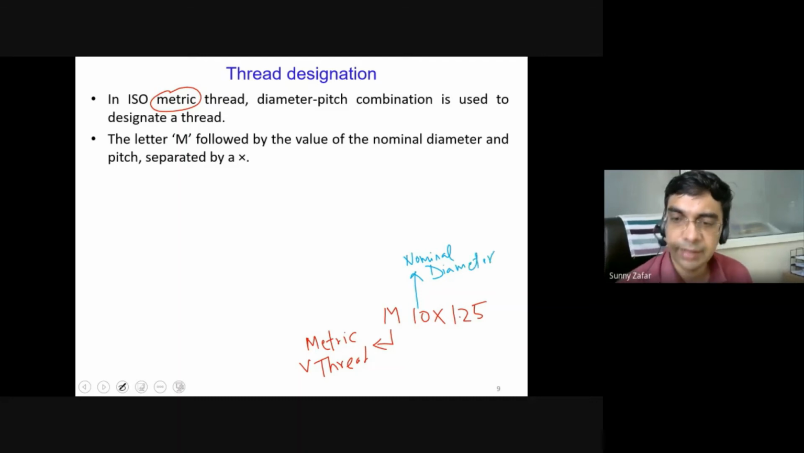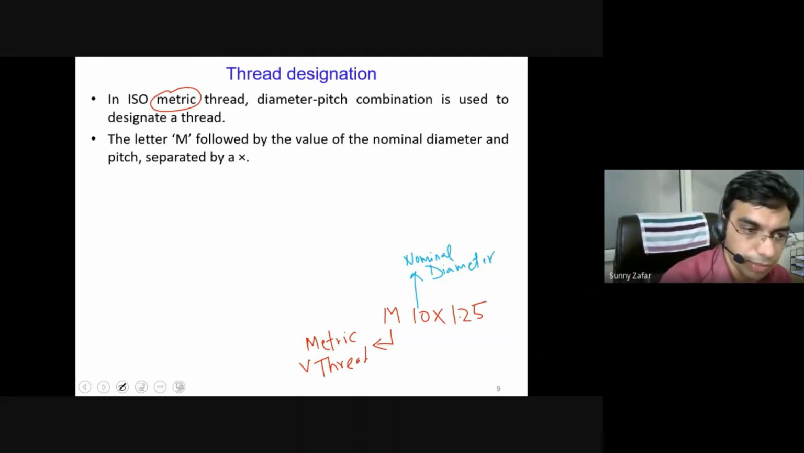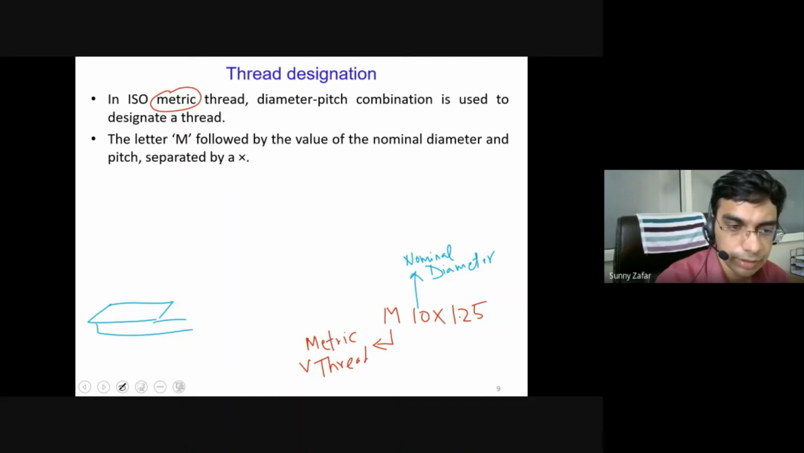So what is the nominal diameter? As we discussed, we can consider this nominal diameter equal to the major diameter. So why is this nominal diameter important? Suppose you have this scenario. You have these two plates which have to be joined using the threaded fastener.